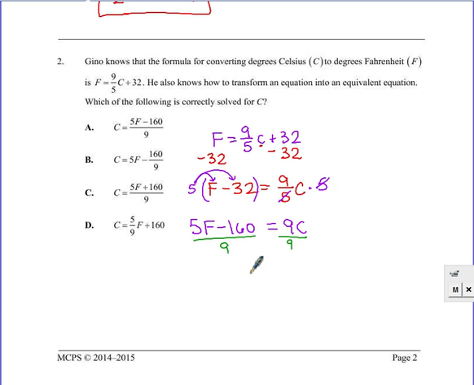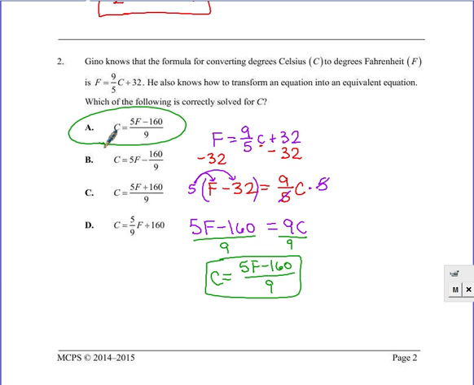So I'm going to rewrite my equation. I have C equals 5F minus 160, divided by 9. So I'm going to look and see where I see this equation in my answers, and it looks like it matches the same one we have in letter A. So A is the correct answer.